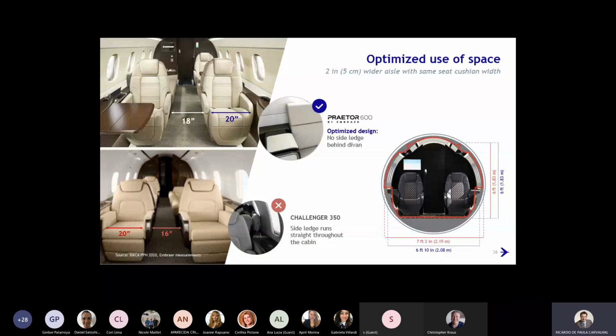And in the Praetor, we have an optimized design. We only have the surface where it matters. So you can find the couch, it pretty much disappears. So because of that, we are able to deliver seats as wide as the Challenger and a wider aisle, okay? Despite the Challenger being a little bit wider. And this is a very important thing that customers realize.